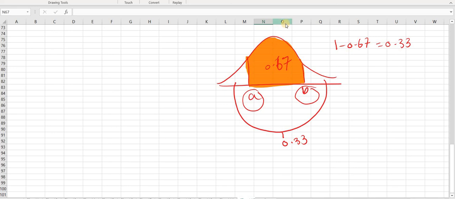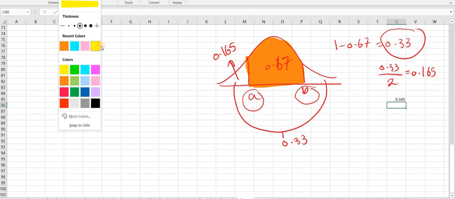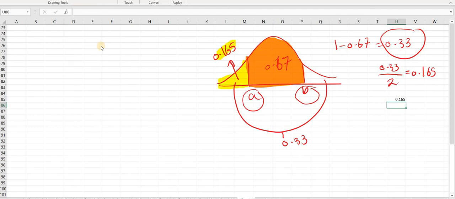And I know that this area is exactly in the middle. The shape is symmetrical about the mean. That means I can divide this amount by 2 and I will get the area in each tail. So 0.33 divided by 2 will give me 0.165. So the area in this tail is 0.165. I don't care about the other one. Now, I have the area to the left of A, which I'm going to highlight yellow. That is the area, so I can find A using the inverse function.